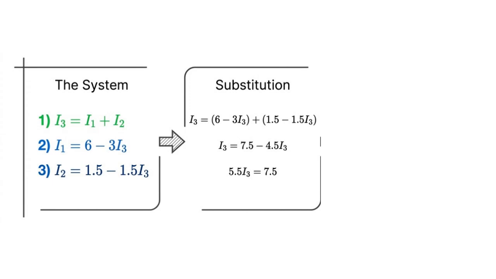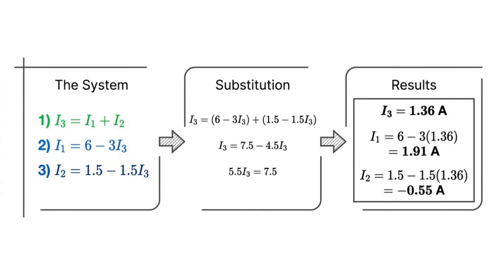Solving this, we find the value of I3 to be 1.36 amperes. Using this value, we then calculate I1 as 1.91 amperes and I2 as minus 0.55 amperes. These results give us the current values in each branch, with the negative sign in I2 indicating direction opposite to the assumed positive flow. This completes our solution for the currents in the circuit.